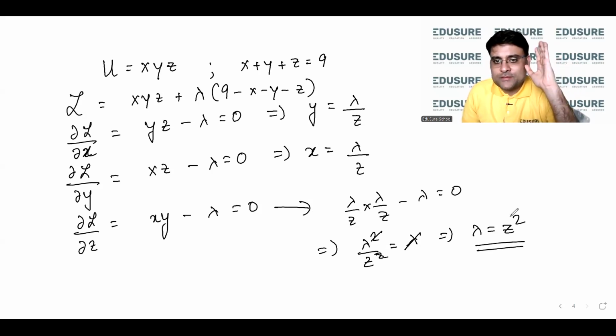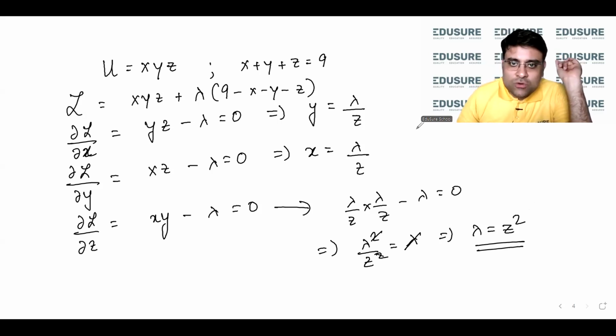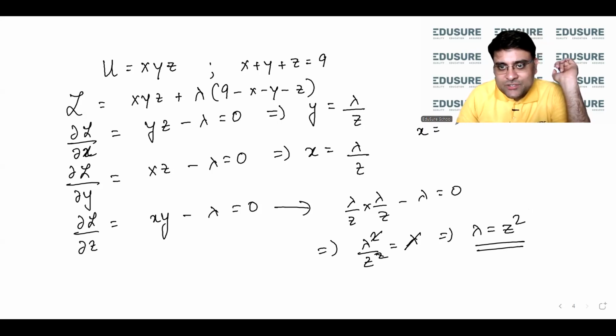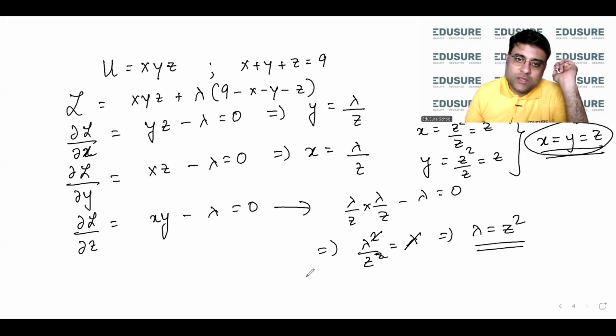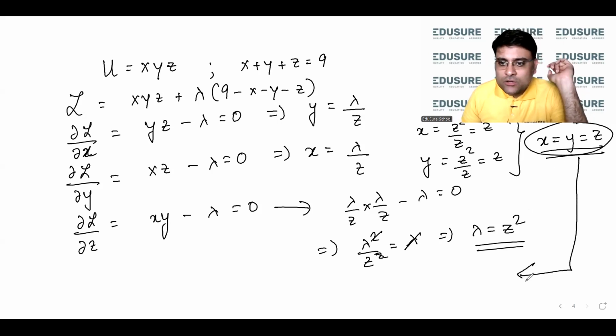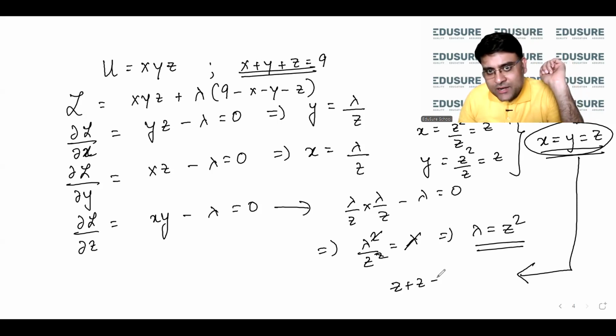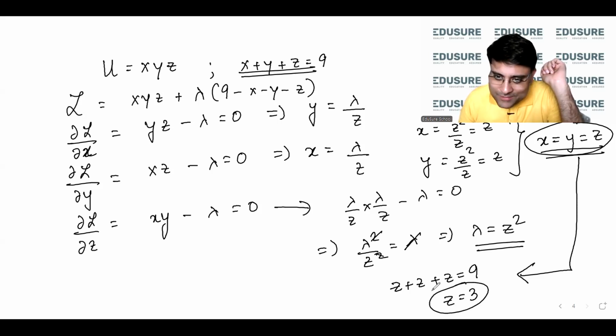Okay? समझ में आया अब तक? Right. So lambda is equal to z square. तो x का क्या value निकल गया? Lambda is z square by z which is z. Similarly, y is also lambda by z which is also z. So ultimately what am I getting? x is equal to y is equal to z. ठीक है, put it in the equality constraint. So z plus z plus z is equal to 9. z is equal to 3.